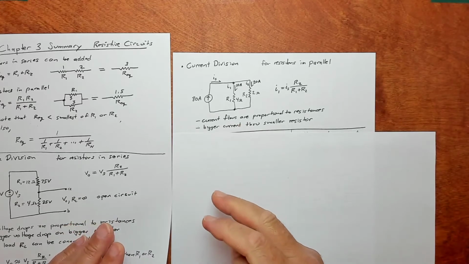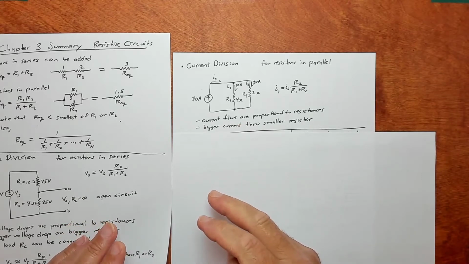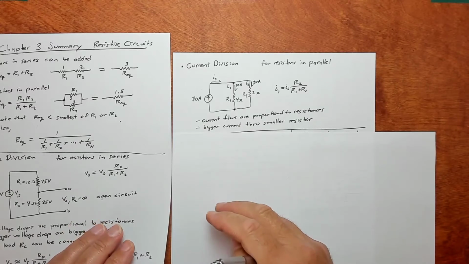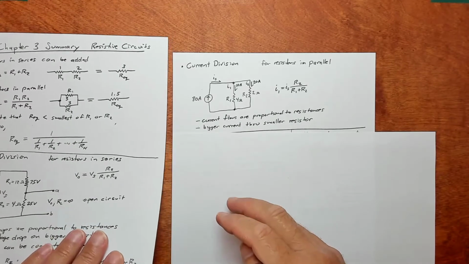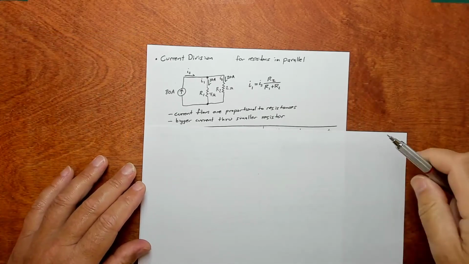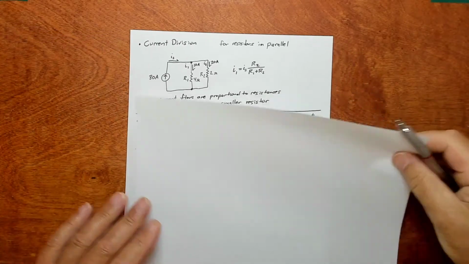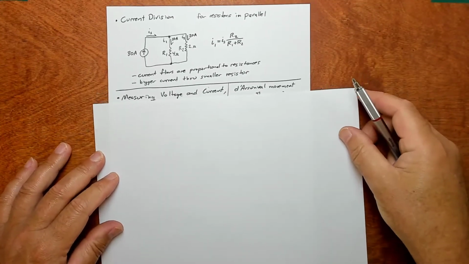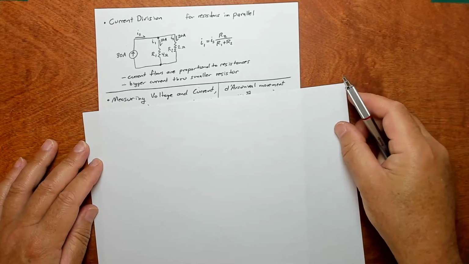I'm using the term analog not in the engineering sense, but in the more general sense, as in the word analogous, right? Not in the sense analog versus digital. That's a different meaning. Okay, the next topic is measuring voltage and current.